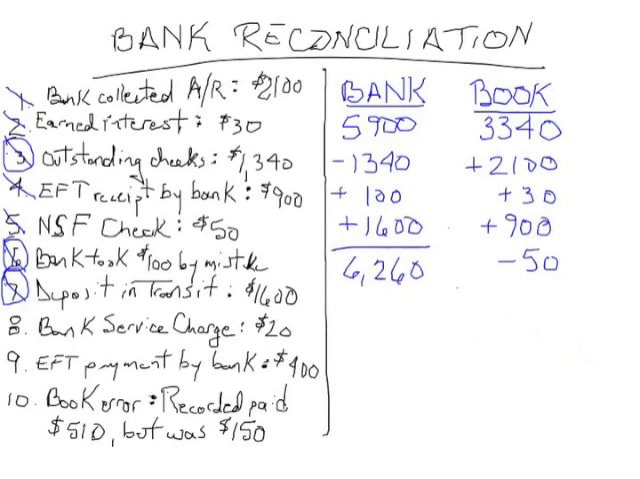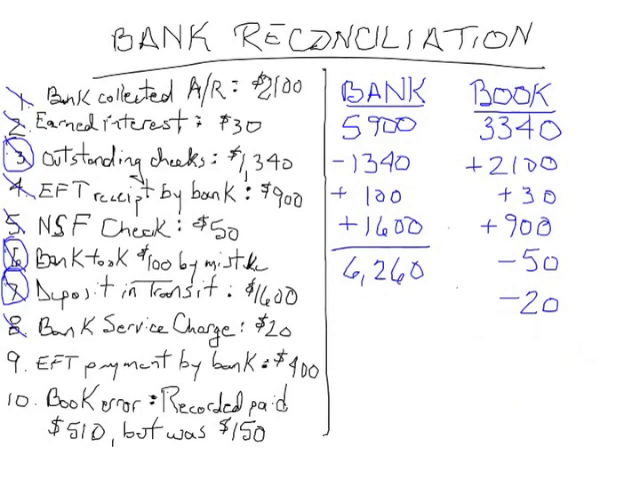Okay, that brings us to 8. Bank service charge, $20. Hey, they're charging us money. So that's probably for those electronic fund transfer receipts and things like that they're doing on our behalf. So we got to pay them. That's $20 we didn't know we owed them, but when we saw that, we do. So $20 out.